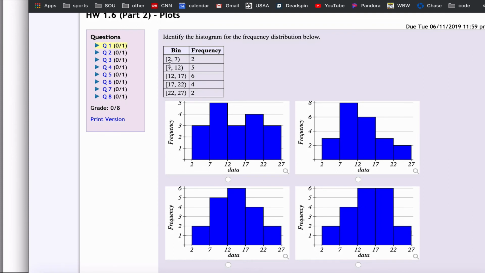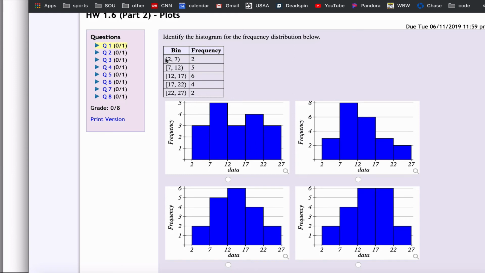So what this is saying is observations between 2 and 7, there were 2 of those. Observations between 7 and 12, there were 5 of those. Observations between 12 and 17, there were 6 of those. This is what ended up happening. And then you made a histogram. What would it look like? Which of these guys? Hint, it's not this one. Why? Because here, observations between 2 and 7, there's 3 of those. And this says observations between 2 and 7, there should only be 2. So it can't be this one. Maybe you can process of elimination your way into which of these it ends up being.